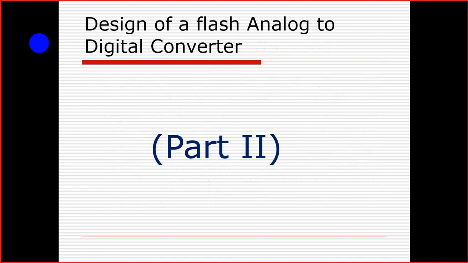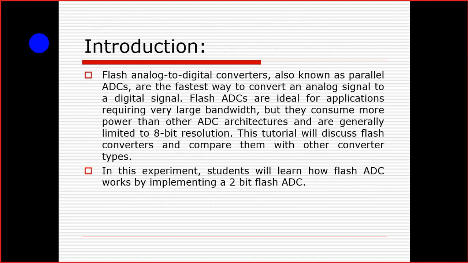The next part of our lab is part 2, design of a flash analog to digital converter. This flash converter is very popular and very fast in operation. Flash analog to digital converters, also known as parallel ADCs, are the fastest way to convert an analog signal to a digital signal. Flash ADCs are ideal for applications requiring a very large bandwidth, but they consume more power than other ADC architectures and are generally limited to 8-bit resolution. This tutorial will discuss flash converters and compare them with other converter types. In this experiment, students will learn how the flash ADC works by implementing a 2-bit flash ADC.